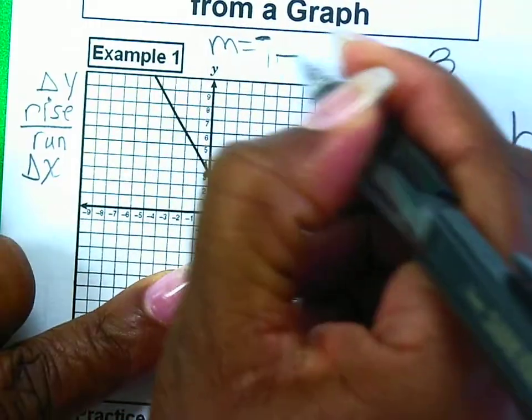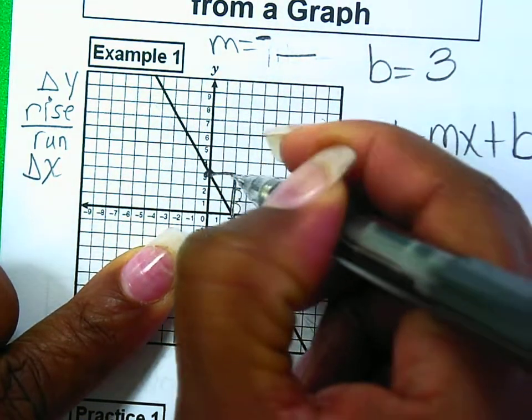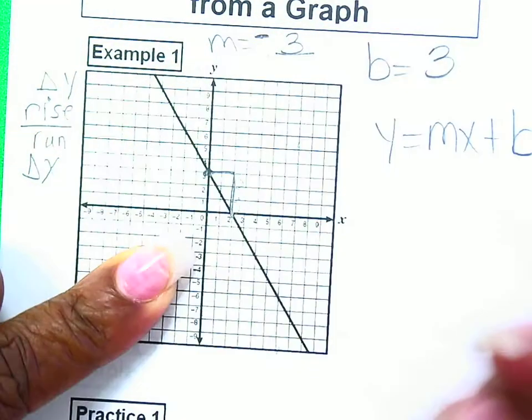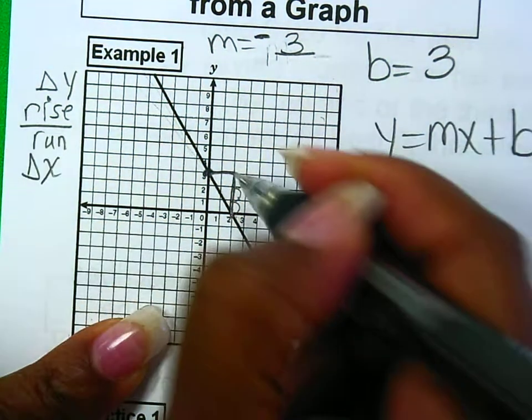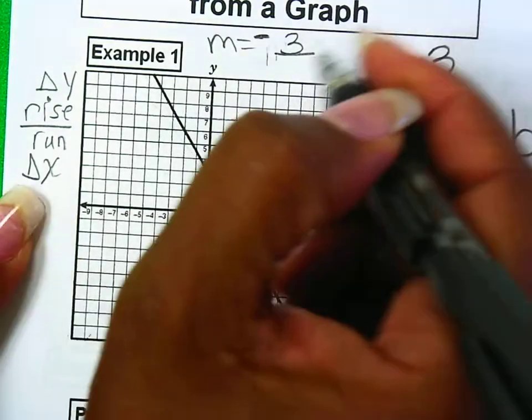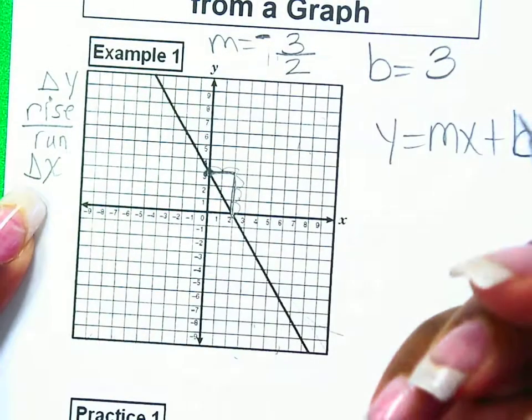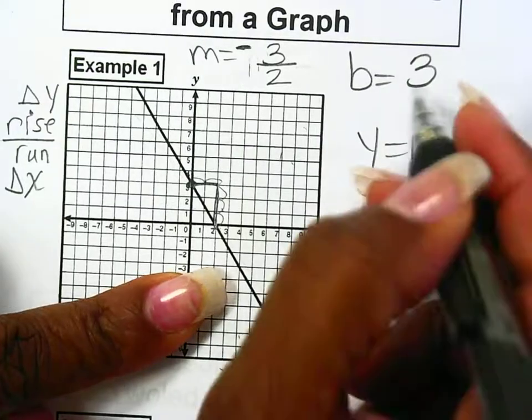And here, I'm going to go ahead and put a fraction bar. So I know I'm rising 1, 2, 3. So I put 3 for the numerator because that's my change of y. That's my rise. My run is going to be 1, 2. So my change of x is 2. So I have my slope is negative 3/2, and my y-intercept is 3.